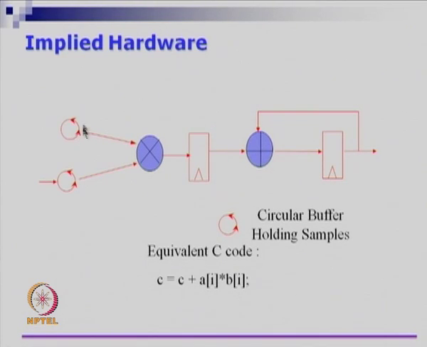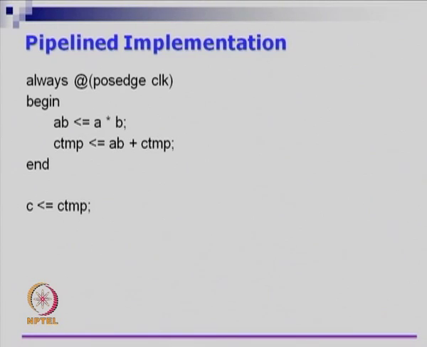This set of values is for A because we are looking at only the coefficients. This set of values is for B because it is supposed to come from the external world. You take one at a time from here and here, multiply that, put the result here, and take the previous value of C temp, add it to the AB, that will give you the next value of C temp. Once you do that, this buffer rotates by one step, this rotates by one step, that gives you a new input along with a new coefficient. If you keep doing this, this is equivalent to doing C equals C plus A of I into B of I. So a pipeline implementation is as simple as that.